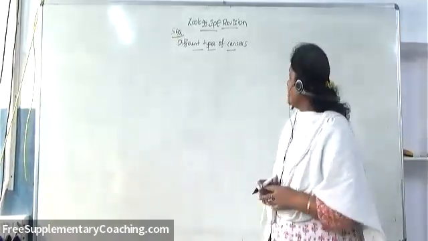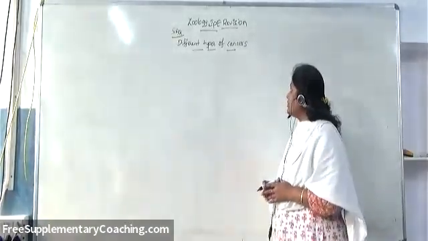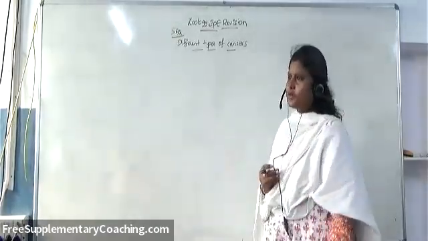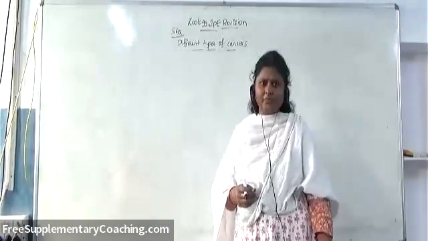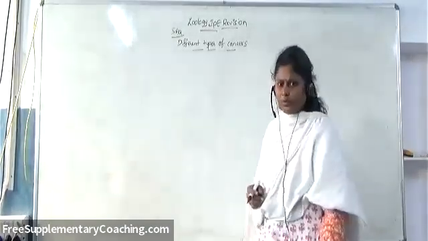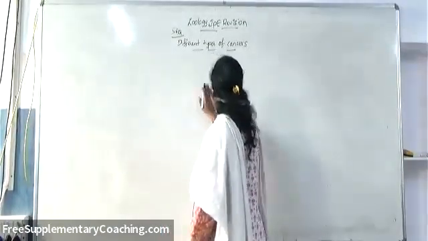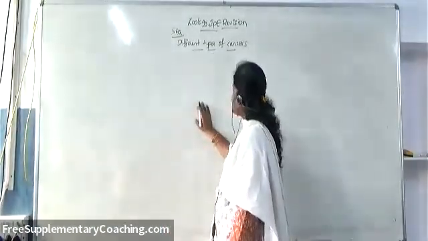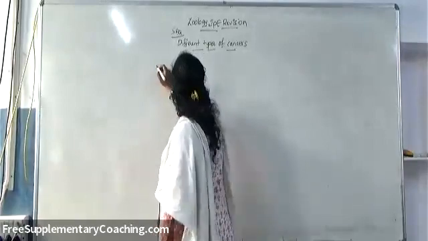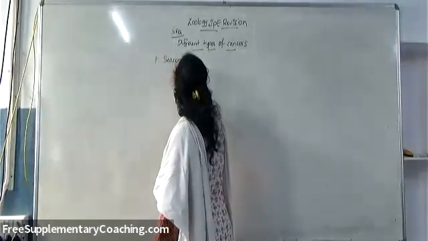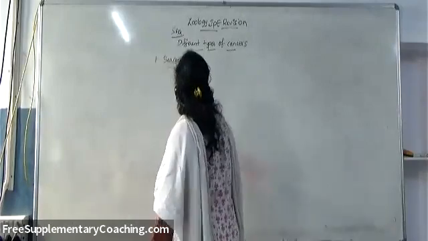Now in this question, we are going to learn about different types of cancers. That means based upon the tissue from which the tumors are derived. So the cancers are of different types. Let us see what the different types of cancers are. In that, the first one is called sarcoma. So what is meant by sarcoma?